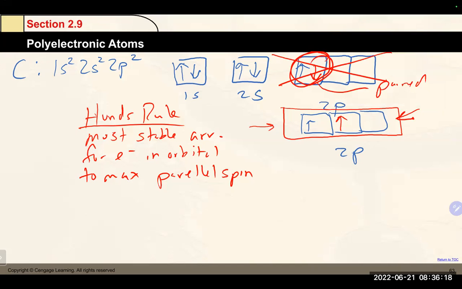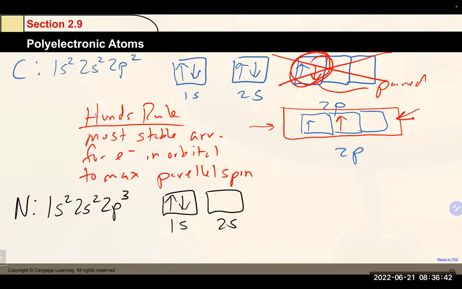All right, so that is carbon. Might as well finish out the first 10 here. We'll go to nitrogen, which is number 7 here. So nitrogen would be 1s2, 2s2, 2p3 at this point, giving us our up and down, our up and down, and our up, and now our up in this case, again, maximizing that parallel spin.